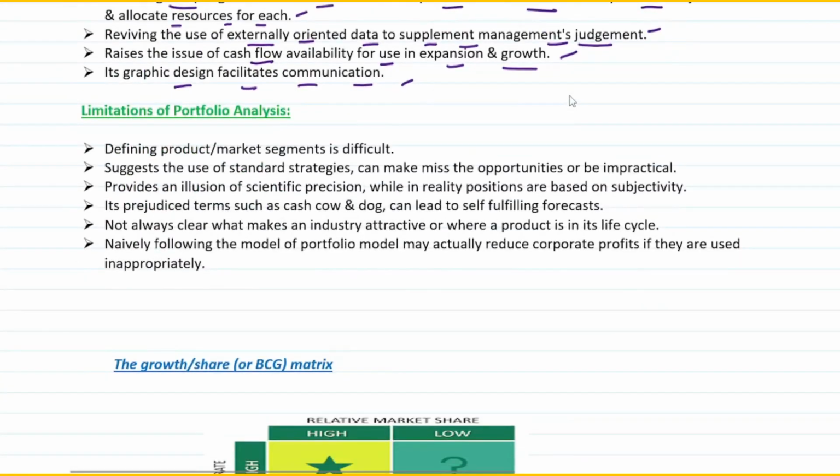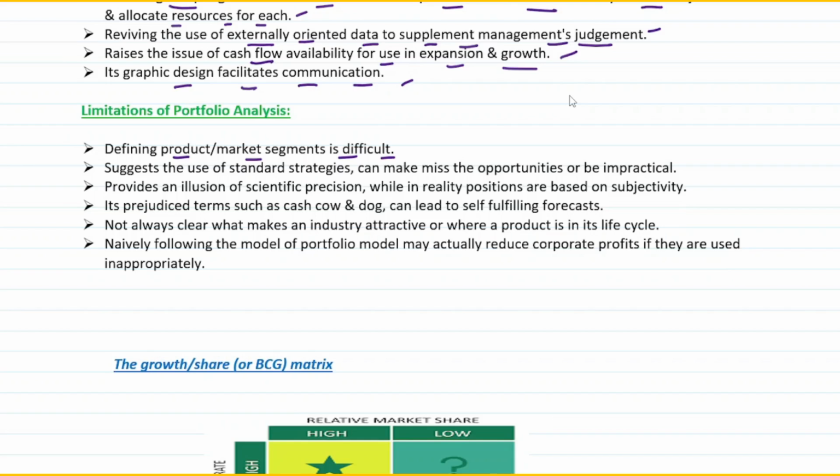Fine. What are the various limitations? First of all, defining product or market segments is difficult. So you may have various categories, but you need to know in portfolio analysis what is to be kept where or what is to be placed where. So there may be confusion regarding the segmentation of the product or the market. So hence defining product or market segments may be difficult. When we go to the BCG matrix, this point will be more clear.